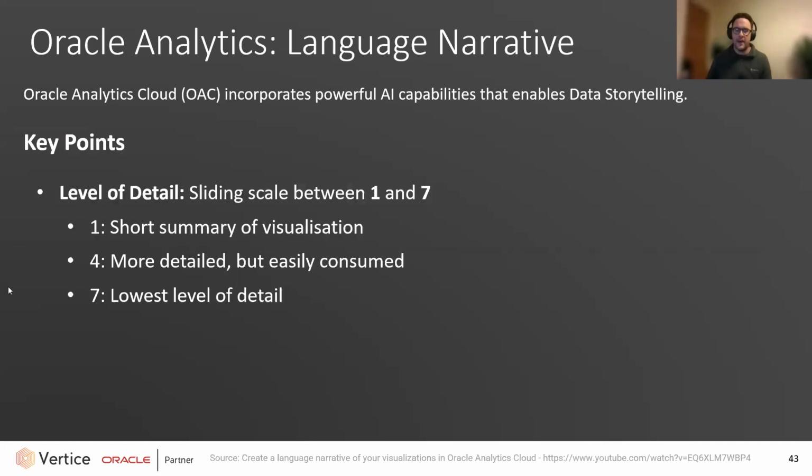Some key points to bear in mind. There is a sliding scale from 1 to 7. So 1 is your highest level. Could be appropriate for something like a chief exec.